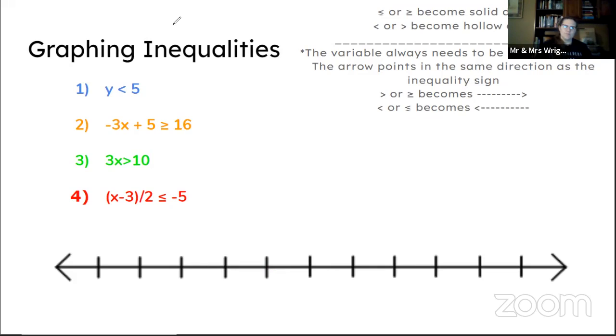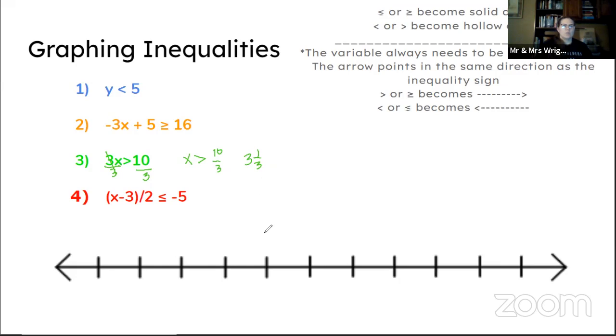Now, let's move on to number 3. 3x is greater than 10. Well, what's happening to the x? It's being multiplied, but is it being multiplied by a negative? Nope, it's a positive number, so I don't have to do anything with my inequality symbol. It's going to stay exactly the same. So x is greater than 10/3. 10/3, I cannot reduce any lower, but 3 goes into 10 3 times with 1 remaining.